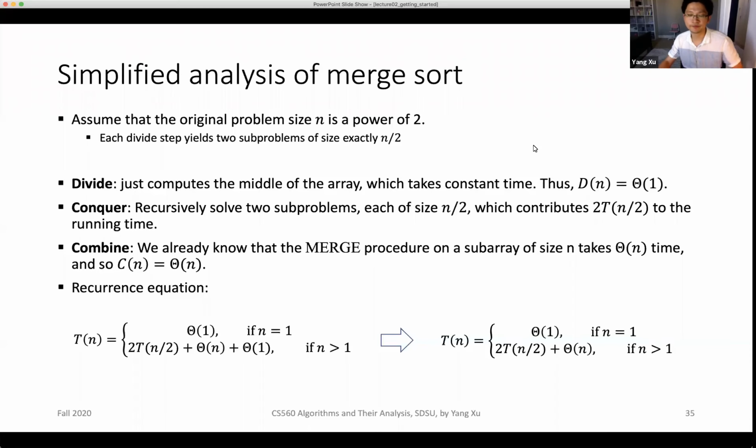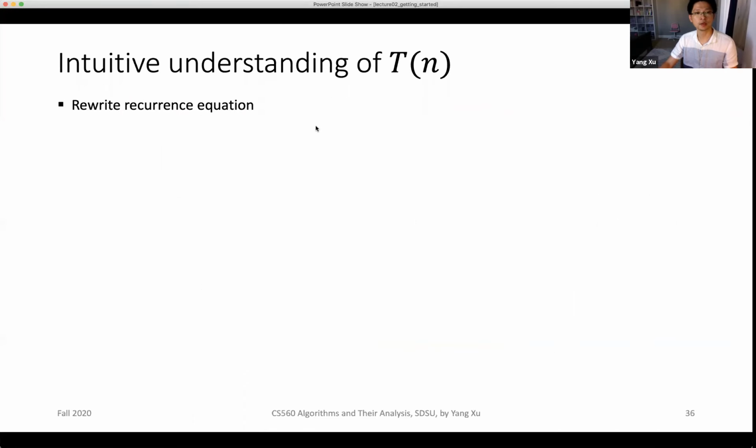Okay, now since we've got the recurrence equation of the total running time of merge sort in such a form in the lower right corner here, in order to solve this recurrence form, we need to first make some further simplification. So we rewrite the recurrence.